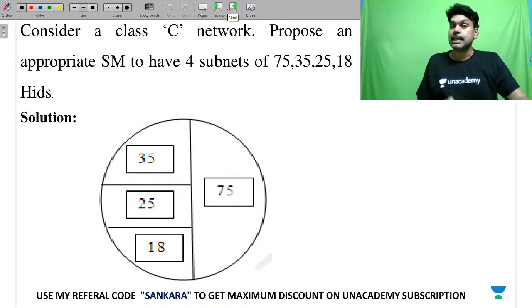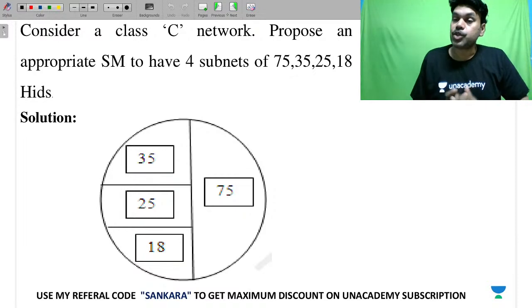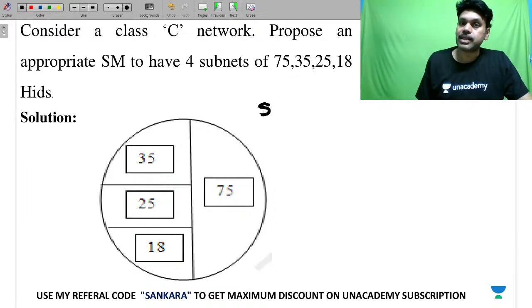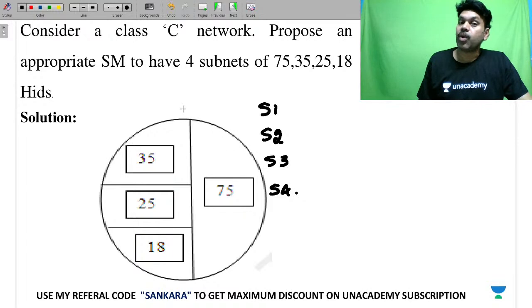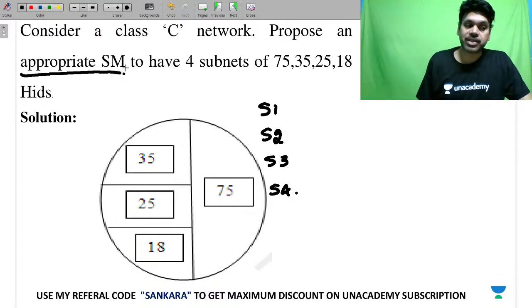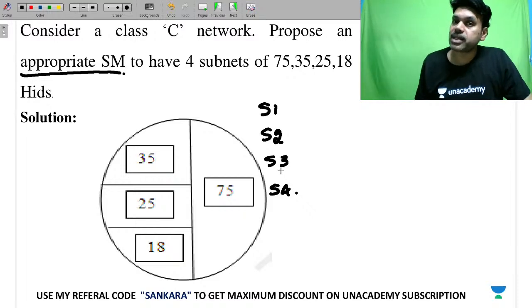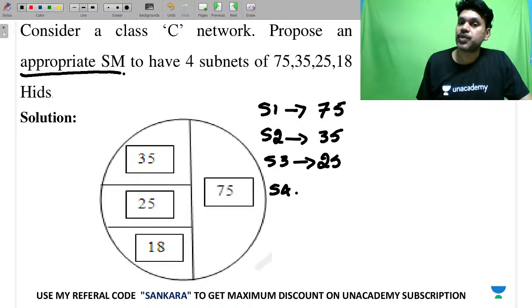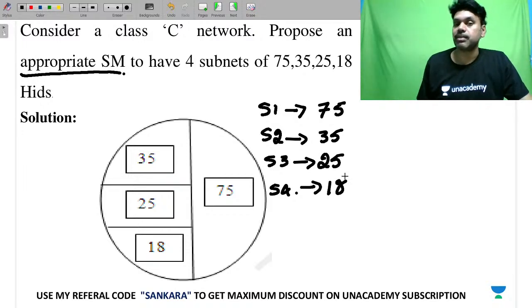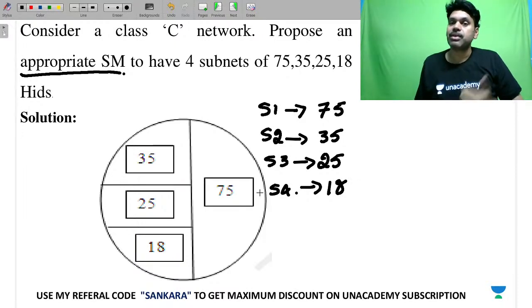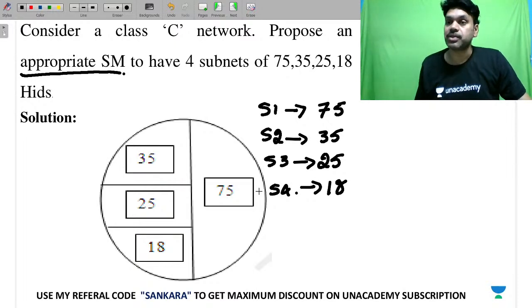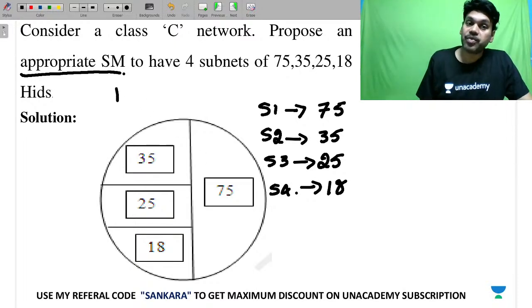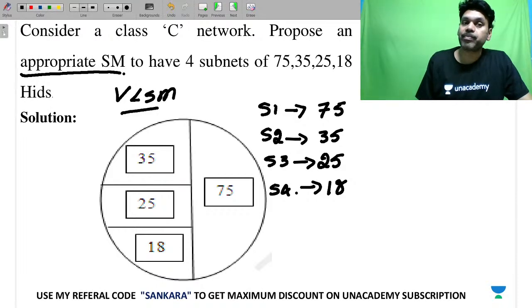Let us look at another beautiful question. Four subnets I need: subnet 1, subnet 2, subnet 3 and subnet 4. What is he asking? He is asking for appropriate subnet masks. So appropriate subnet masks depend on how many HIDs you need: 75, 35, 25 and 18. So there are four subnets, each having different HID sizes. That's why it is named VLSM.